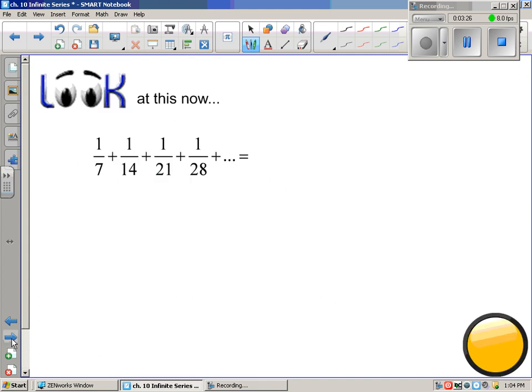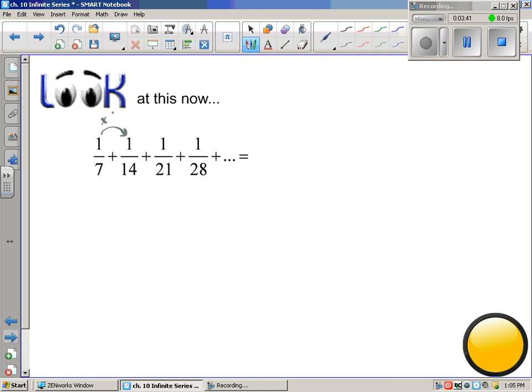Now, how this is actually applied is when you look at series like you see here, you have 1/7, 1/14, 1/21, and 1/28, and so on. We want to look for the pattern. And when you look for the pattern, it's not that, and this is where it's important.